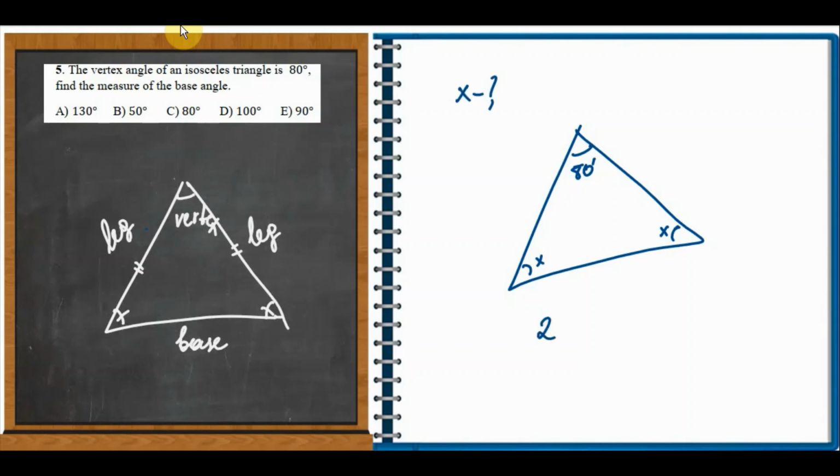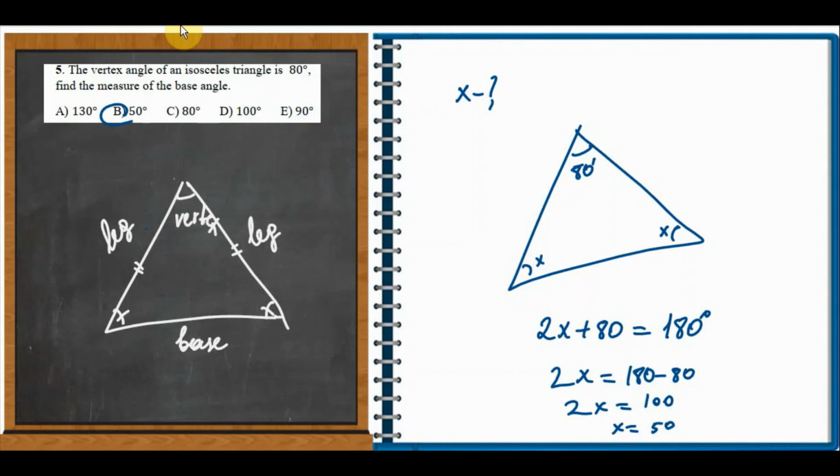As you know, 2x plus 80, the interior angles of a triangle add up to 180 degrees. 2x is going to be 180 minus 80. 2x is 100, x is going to be 50. So the correct answer is 50 in number 5.